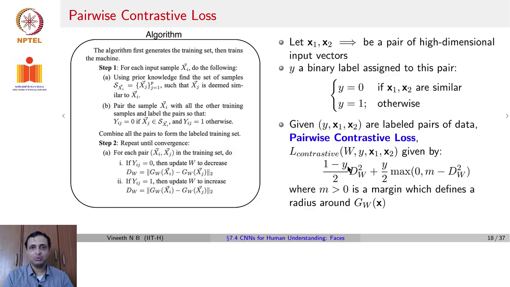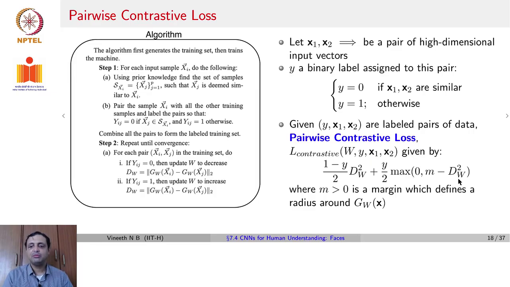When y is equal to 0, the images are similar, so you're minimizing dw square, which is what we'd like to do. And when y is equal to 1, you have dissimilar images as input. Then you're minimizing the max of 0 comma m minus dw square. Let's analyze this. M is a user-defined margin that you want the dissimilar images to at least be separated by a certain number, 10 units or 20 units in your manifold, and so on.